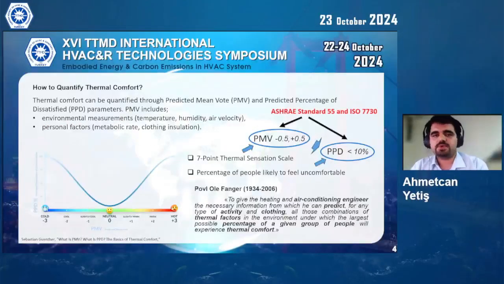Which brings us to the predicted mean vote and predicted percentage of dissatisfied parameters. PMV is a 7-point thermal sensation scale to investigate the mean value of a set of occupants' votes. And PPD attempts to investigate these votes and estimate the percentage of people likely to feel uncomfortable. The recommended limit on the PMV scale, according to ASHRAE standard 55, is between minus and plus 0.5, and the corresponding PPD is 10%.